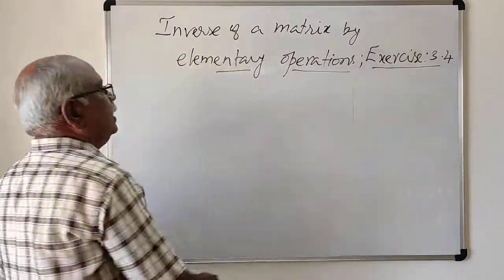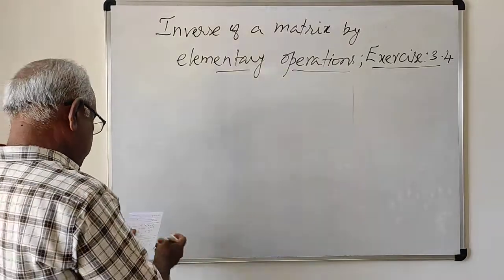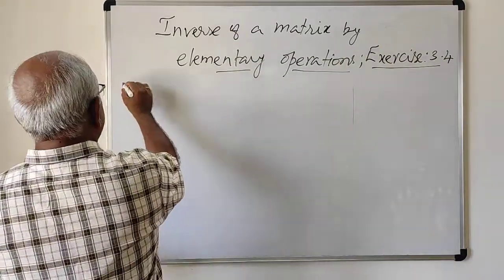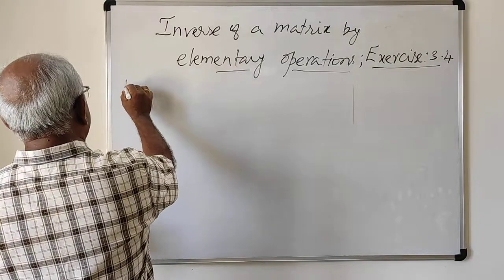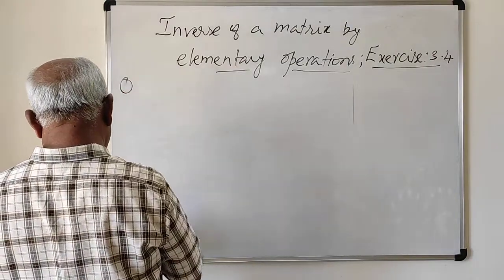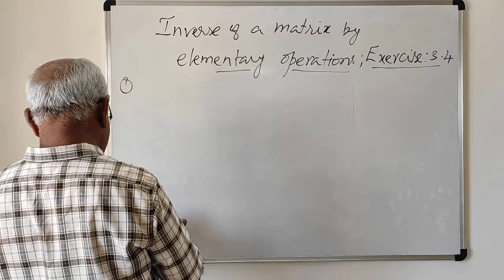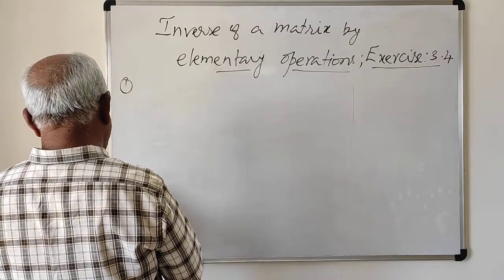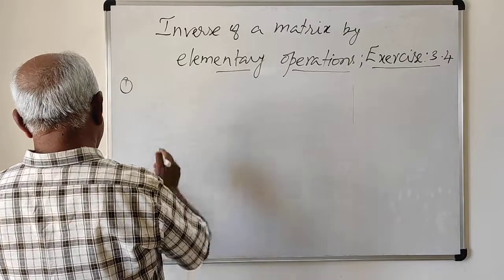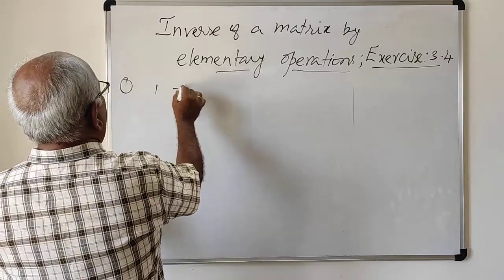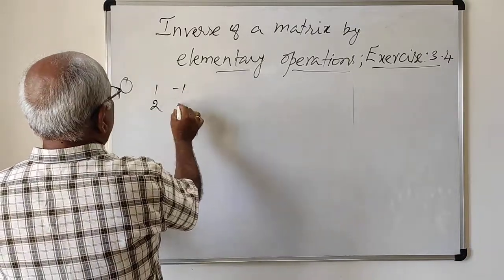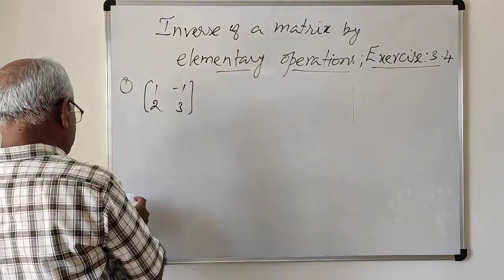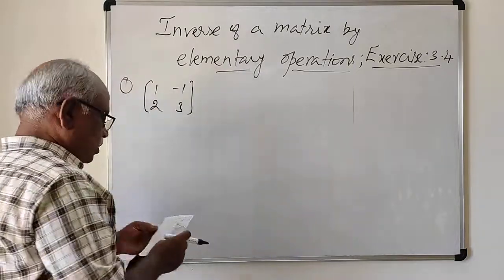Find the inverse of a matrix. Exercise 3.4, problem number 1. Find the inverse of the matrix [1, -1; 2, 3]. This is a matrix. You find the inverse of this matrix.